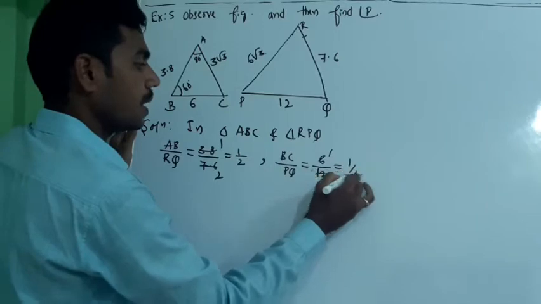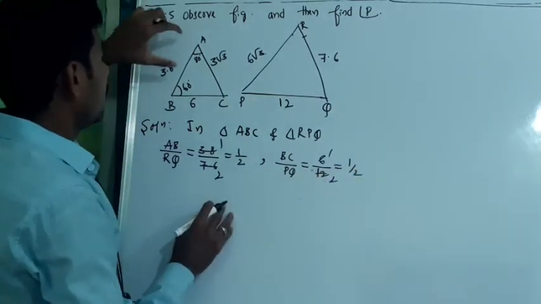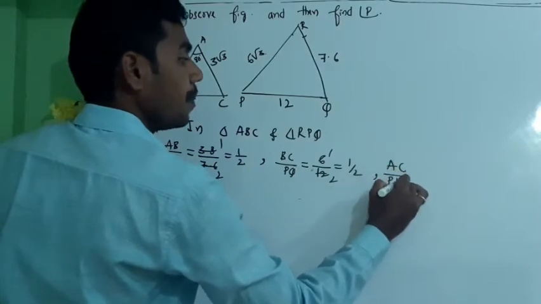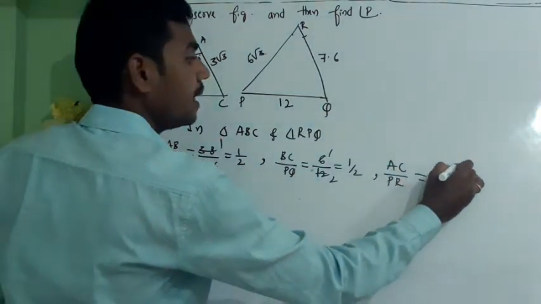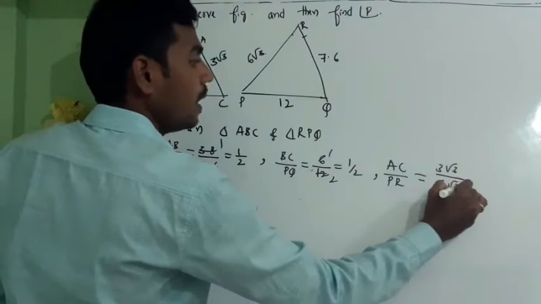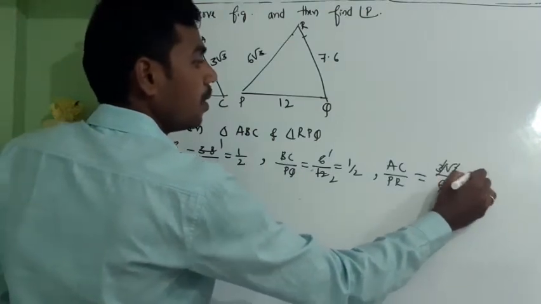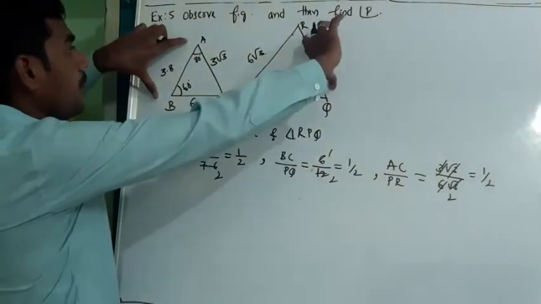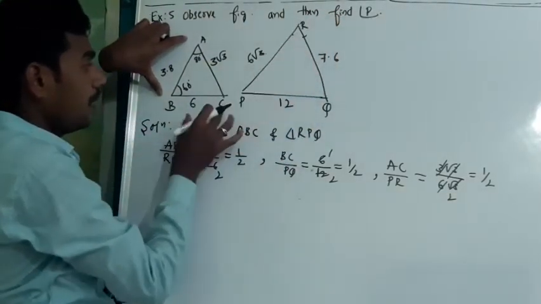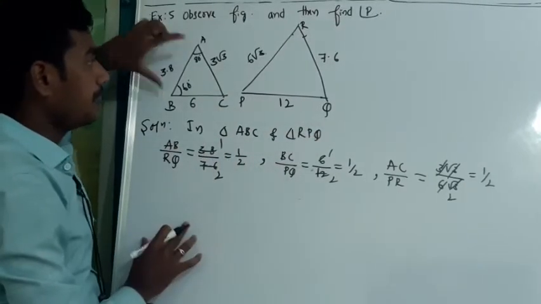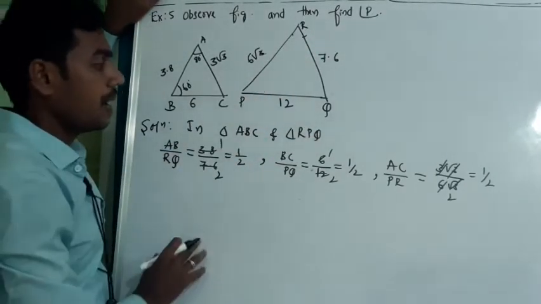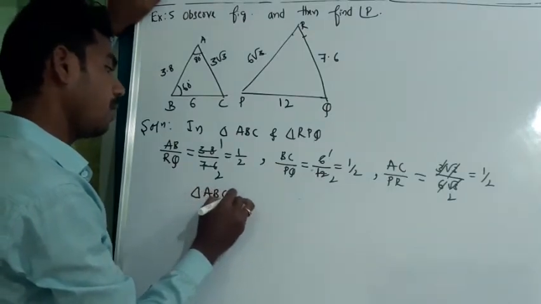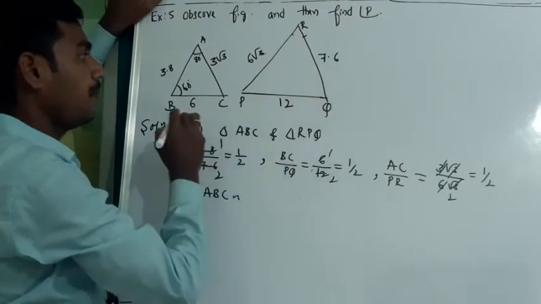Next, AC by PR. What is AC here? 3 root 3 divided by 6 root 3, which is 1 by 2. Now AB is proportional to RQ, BC is proportional to QP, and AC is proportional to PR. So triangle ABC is similar to triangle RQP.